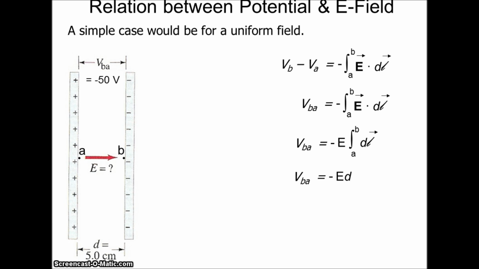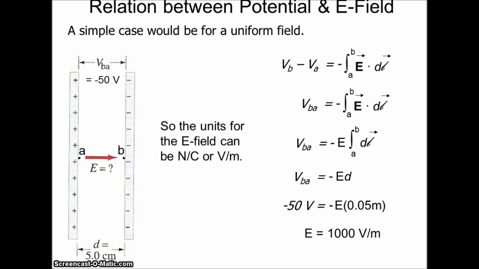Of course, that needs to be put in meters. I'm going to go ahead and plug in the negative 50 volts and the 0.05 meters and solve for the E field in between the plates. And I get 1,000 volts per meter. So now we know there are two possible units for the E field. It's volts per meter, or it could be newtons per coulomb.